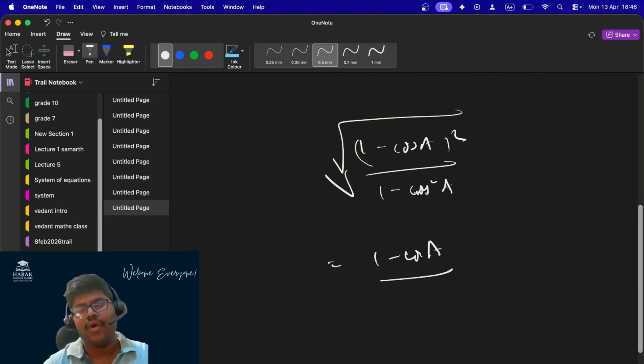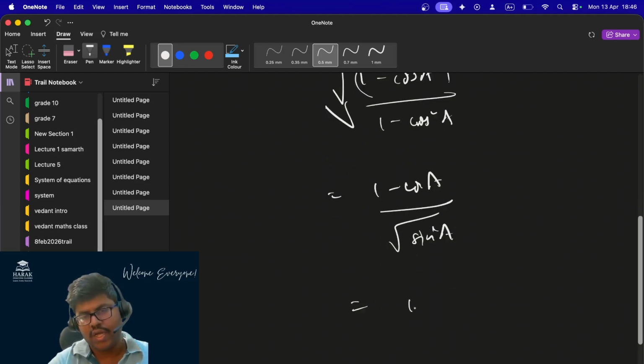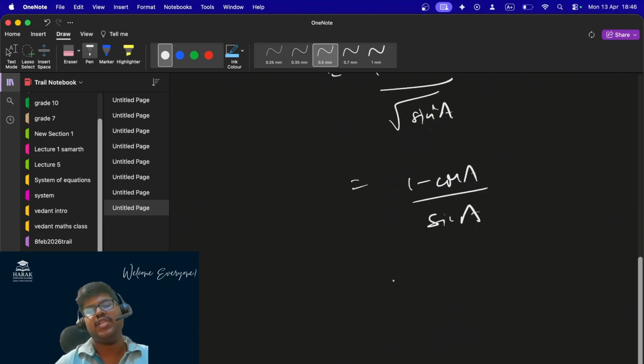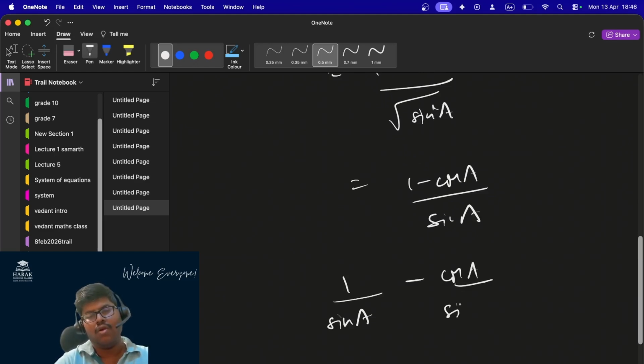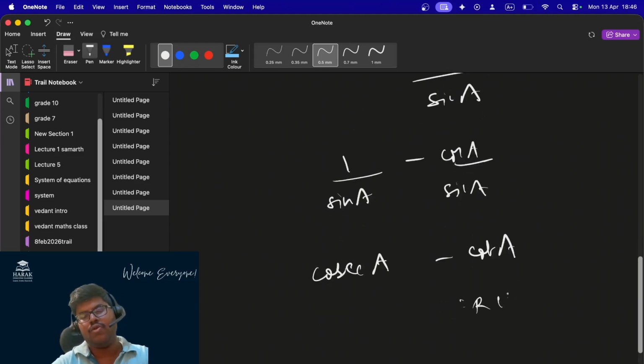And below it would be, see how much, 1 minus cos square A is sin square A. So under the root of sin square A, once we remove the root with the square, it will only be left with sin A. Then we just separate the numerators individually, and we get 1 over sin A as cosec A minus cot A. And we have shown that this is equal to the RHS. That means, hence proved, right?